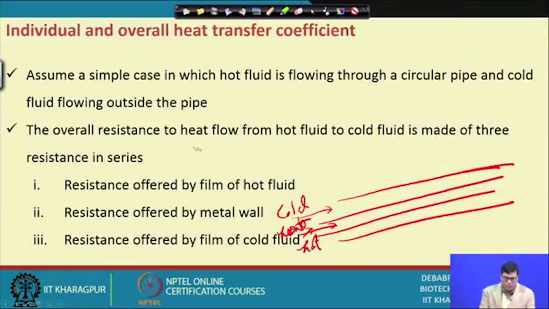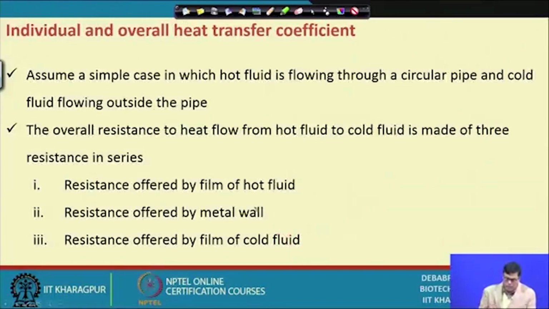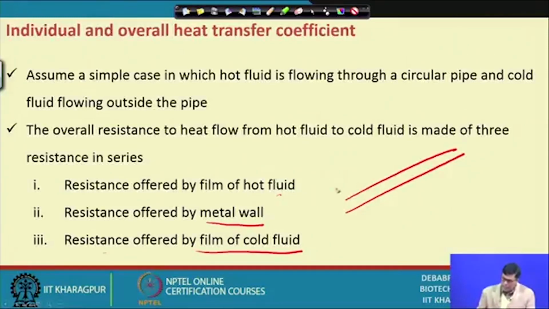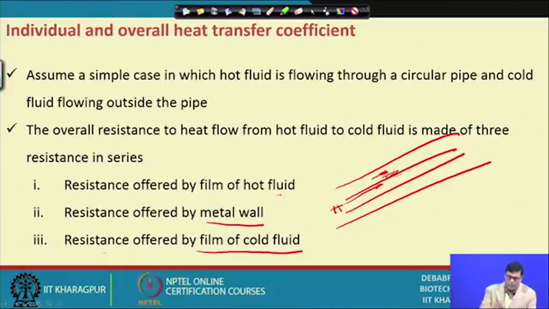So, the overall resistance to the flow of heat from the hot fluid to the cold fluid is measured by three resistances: the resistance offered by the film of hot fluid, the resistance offered by the metal wall, and the resistance offered by the film of the cold fluid. So, you have three different layers. Here, the hot film has a resistance, then the wall has a resistance, and the cold film also has a resistance.